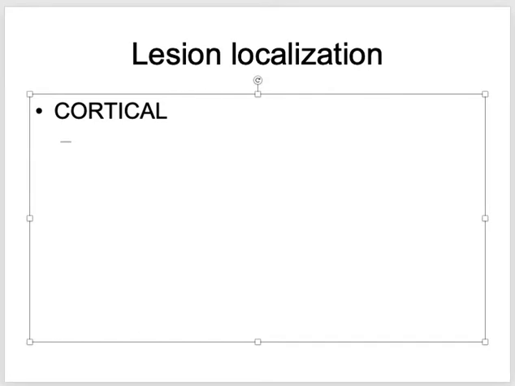Now, whenever there is a stroke in the cortex, it can present with contralateral paresis. Contralateral means other side, because we know that most of the tracts from the right side of the brain go to the left side and from the left side of the brain go to the right side. Paresis means weakness, okay?